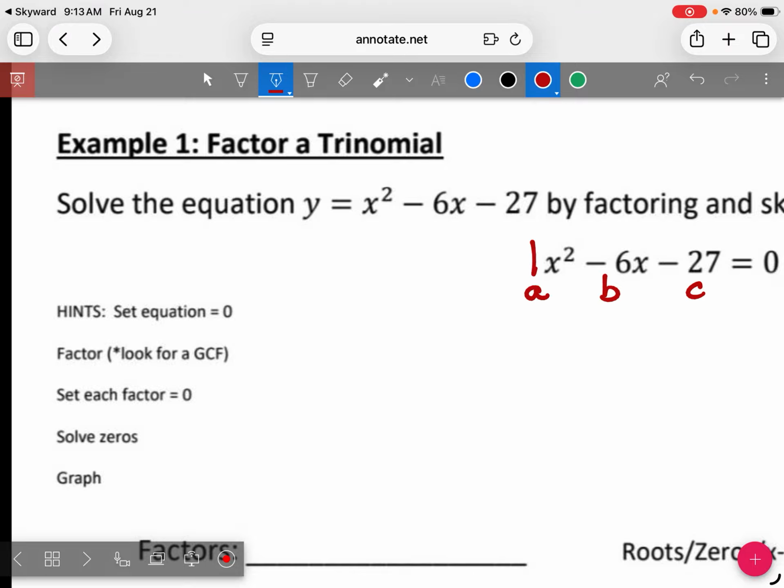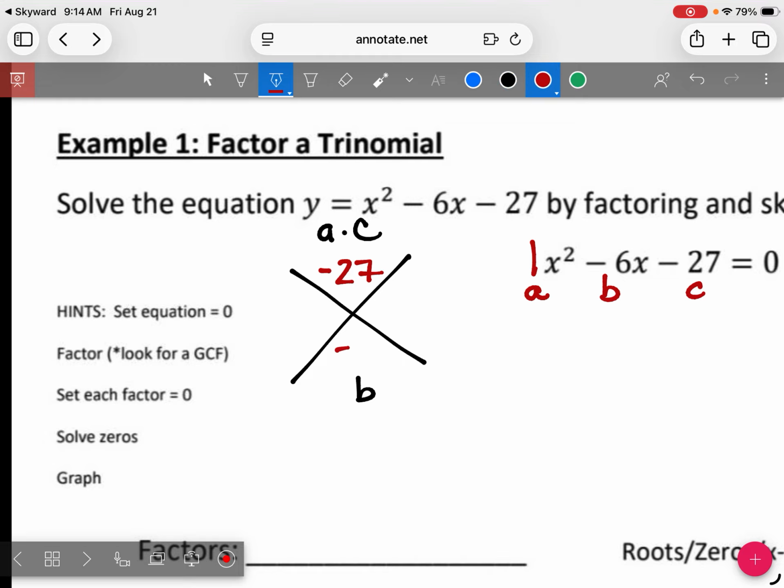So now we're going to make our x. This is what we did on the second day of school. On top of the x, we're going to put A times C. In this example, A is 1 and C is -27. 1 times -27 is -27. That goes on top. On the bottom, we put our B. What number is B? -6. Put that on the bottom.